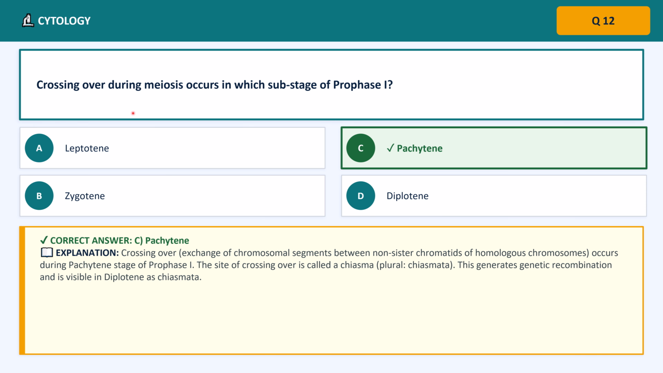Question 12. Crossing over during meiosis occurs in which substage of prophase I? It's option C, pachytene. Explanation: crossing over, the exchange of chromosomal segments between non-sister chromatids of homologous chromosomes, occurs during the pachytene stage of prophase I. The site of crossing over is called a chiasma, plural chiasmata. This generates genetic recombination and is visible in diplotene as chiasmata.